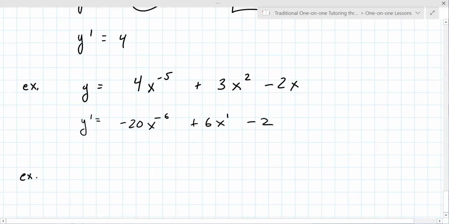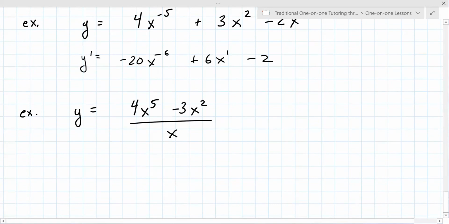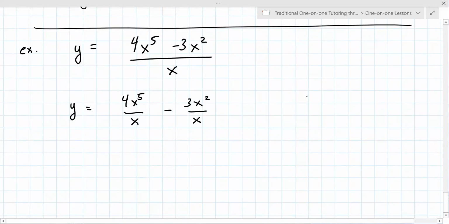All right. So here's some other examples you might see. It will say, take the derivative of this thing right here. The problem is you're like, I don't know how to do this, but here's what you do know. You can divide each of these by x: 4x to the 5th over x minus 3x squared over x. And do you remember your exponent rules? If you have x to the n over x to the m, you subtract the exponents. Do you remember seeing that?